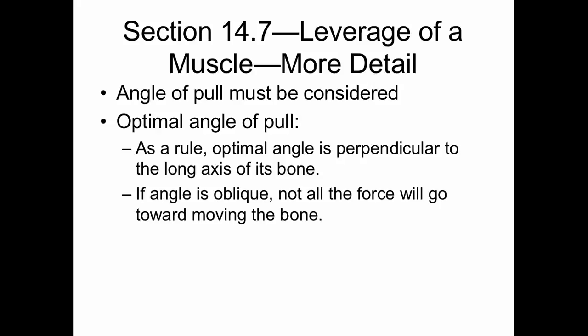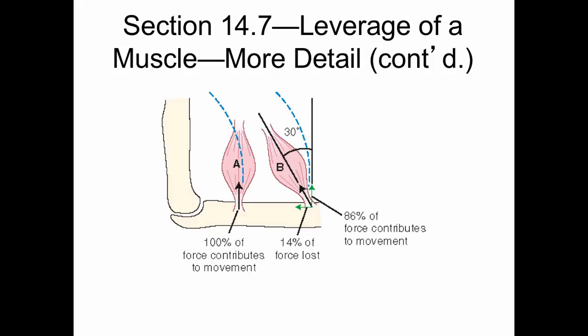Now let's discuss the leverage of a muscle in more detail. We must also consider the angle of the pull. The optimal angle of pull is perpendicular to the long axis of its bone. If the angle is oblique, not all the force will go toward moving the bone. A 90-degree angle is described as perpendicular, and it is also known as a right angle. Simple trigonometry can figure out what percentage of a muscle's pulling force contributes to the motion that is occurring.